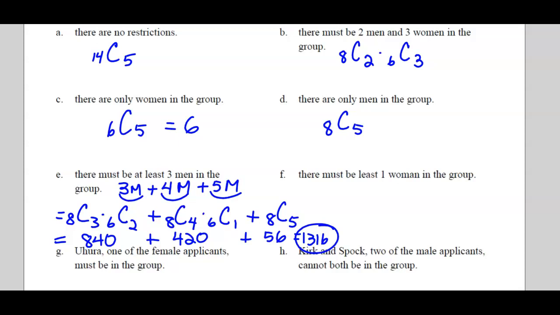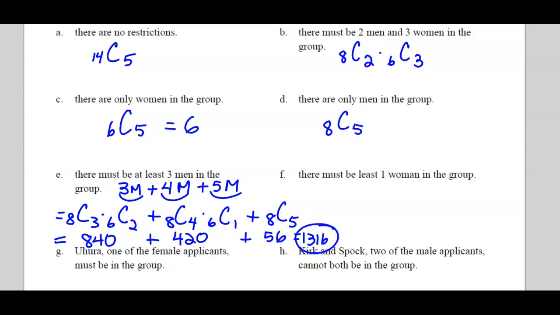Okay, so next one, there must be at least one woman in the group. Think about it the same way that we did the last one. We can go: that's when we have exactly one woman, or exactly 2, or exactly 3, or exactly 4, or exactly 5, and we have to add those all together. A little bit faster is to think about the complement. We talked about that before.